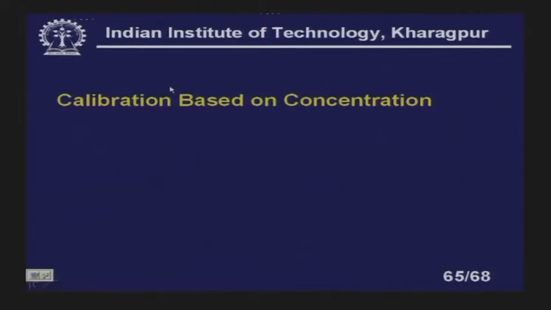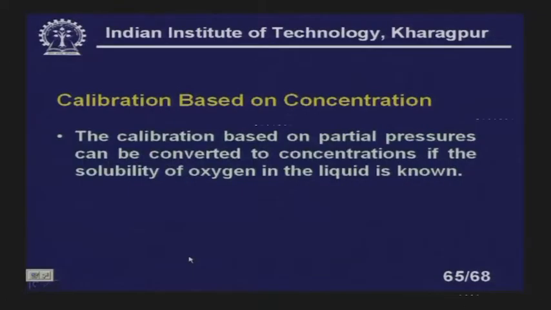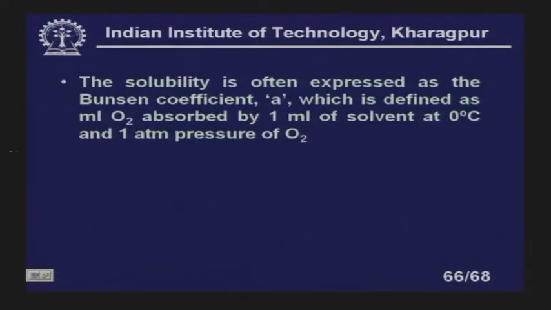Calibration based on concentration. The calibration based on partial pressures can be converted to concentrations, as I told you, if the solubility of the oxygen in the liquid is known. If we know that, how can I write it? The solubility is often expressed as the Bunsen coefficient A, which is defined as the milliliters of oxygen absorbed by 1 milliliter of solvent at 0 degrees centigrade and 1 atmospheric pressure of O2.